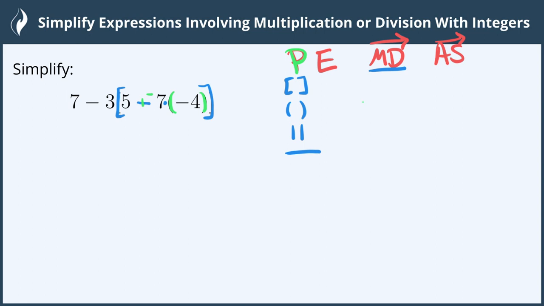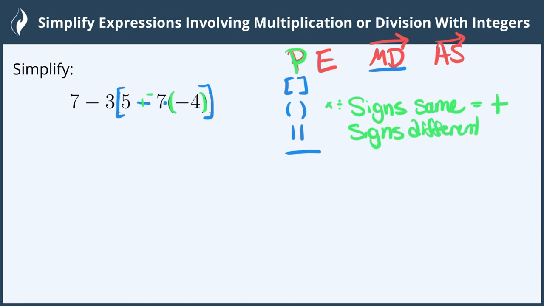And before we do that, let's review: if I have signs that are the same when I multiply and divide, then the answer is positive. If I have signs that are different when I multiply and divide, then the answer is negative. So here I have -7 times -4, which means that the answer will be positive because those signs are the same. 7 times 4 is 28.